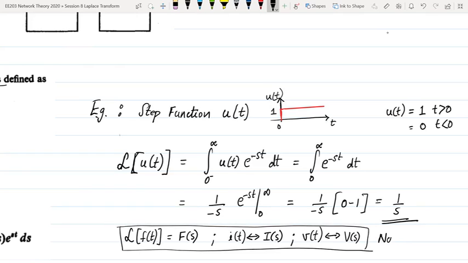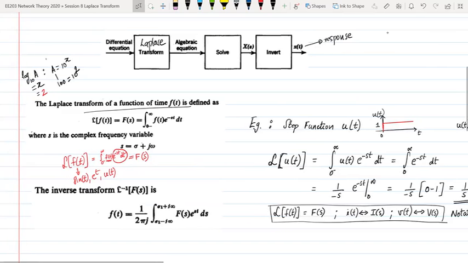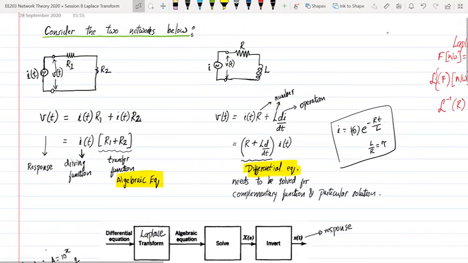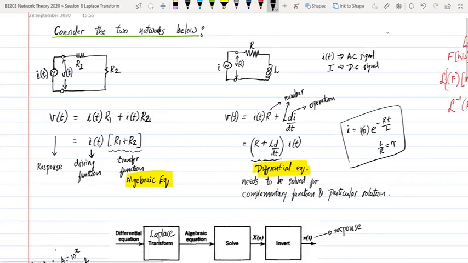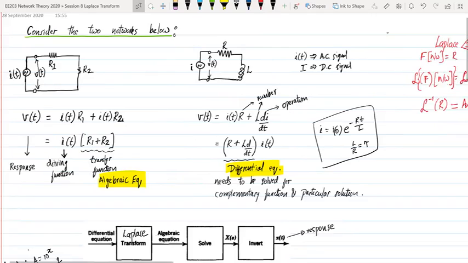So let me write that. Similarly, we have other notation also, right? In network theory, with regards to small and capital. When I say i of t, as a small i of t, it implies this is an AC signal. If I write capital I, that usually implies DC signal. So these are just notations that you have to keep in mind when you're working with electrical engineering.